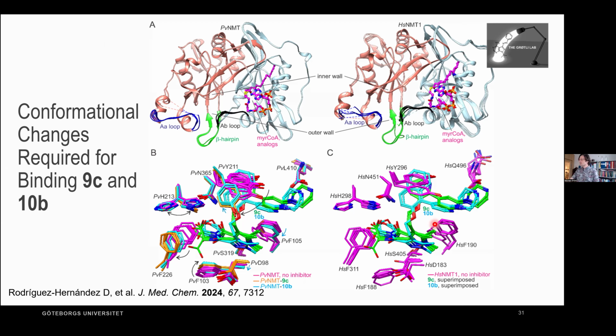And it's a little bit the same for the human counterpart, but I can't draw the arrows here because now we have docked things in, because we don't have a crystal structure of 9C and 10B in the enzyme. So these are dockings, while those in the B panel are crystal structures. And that's why you see much less movement of the phenylalanine, for instance, over here, compared to what you have in the PvNMT, because we have crystal structures for all these.